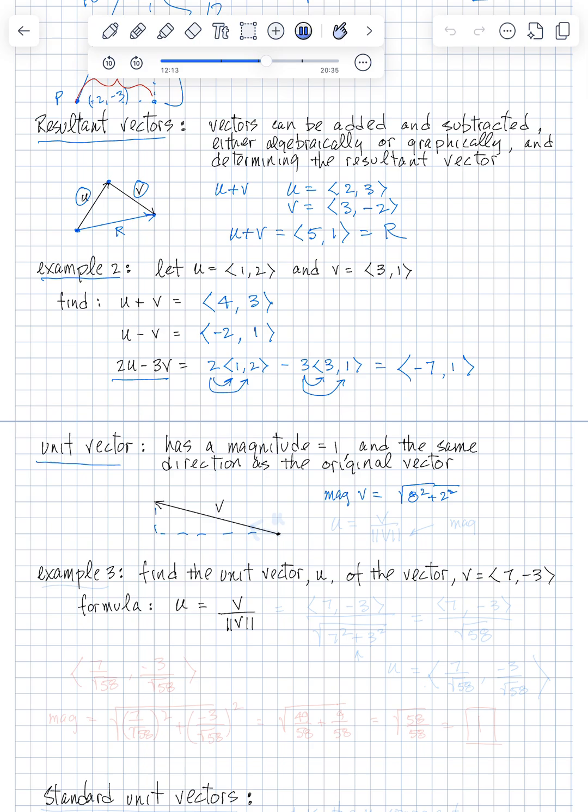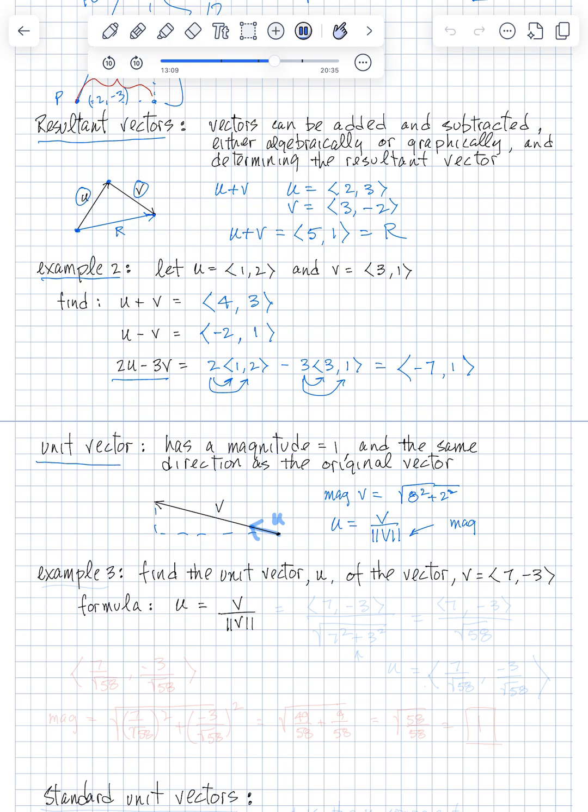But we want the unit vector, and so what that means is it has a magnitude of 1, but it goes in the same direction. So it starts here, and let's say, this is probably a little bit long, but let's call this u, assuming the length of that is equal to 1. Before we go on to example 3, we have a formula for finding a unit vector. u is equal to v divided by the magnitude of v. The double absolute value signs mean magnitude.